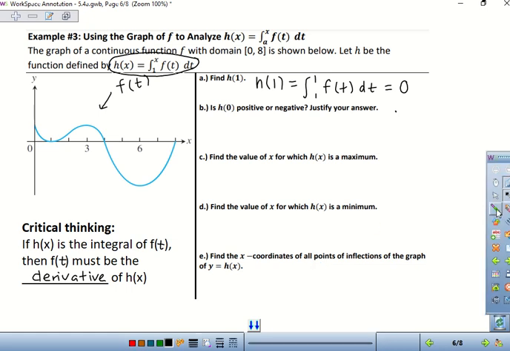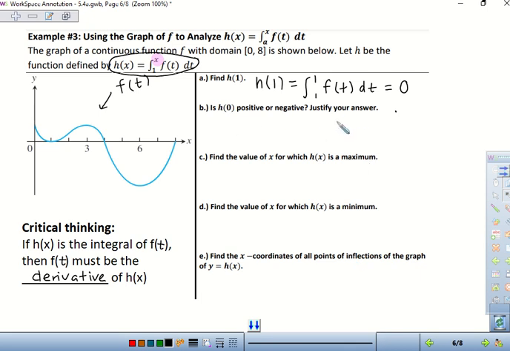So what I did here to recap, in case anybody missed it, see how they told me h of 1, so I plugged in 1 for x, and then I see that the integral of anything from itself to itself is always 0, so I didn't even have to know what f of t is. Got it? Okay. Next one.